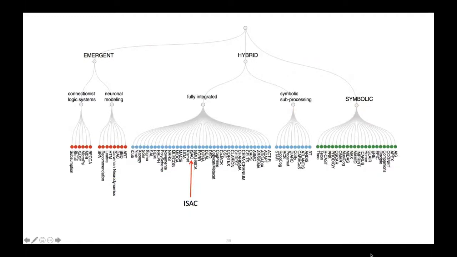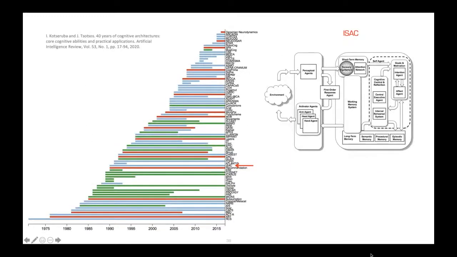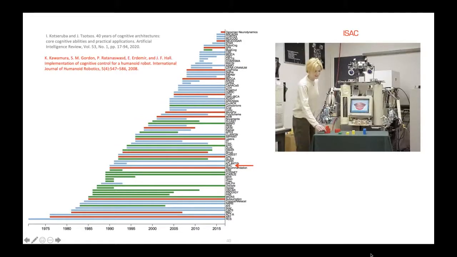And then ISAC, I want to spend a little bit of time on this one. This is a cognitive architecture which was developed by Kaz Kawamura at Vanderbilt University. And again, Kaz has given us a nice 15-minute overview of his approach to cognitive architectures.